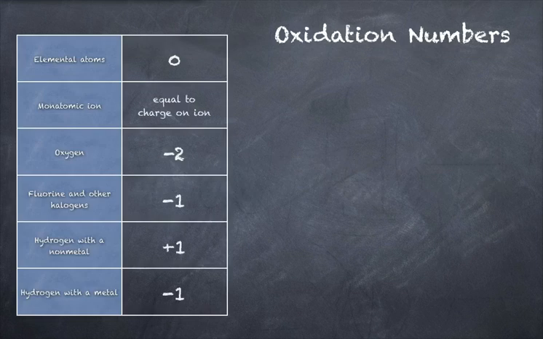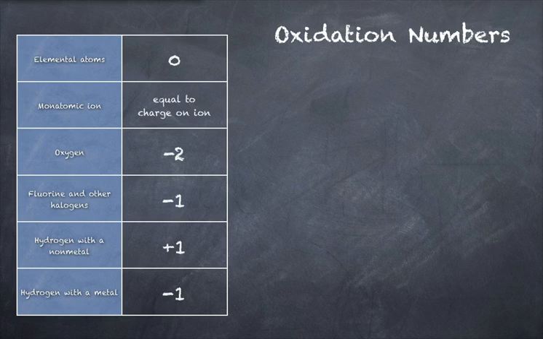So let's look at a table first. This is not a complete table, but these are just some basic rules that's good to keep in mind. Any element that's just by itself, not combined with any other element, is always going to have a zero oxidation number. Any monoatomic ion, just one element that's an ion, will always be equal to the charge on that ion.